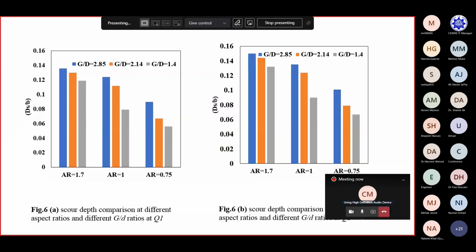From the graph, we can see that when we decrease the aspect ratio from 1.7 to 1.1, 1, and 0.75, our scour value reduces. Likewise, if we reduce the G by D from 2.85 to 2.14 and 1.4, the scouring also decreases.